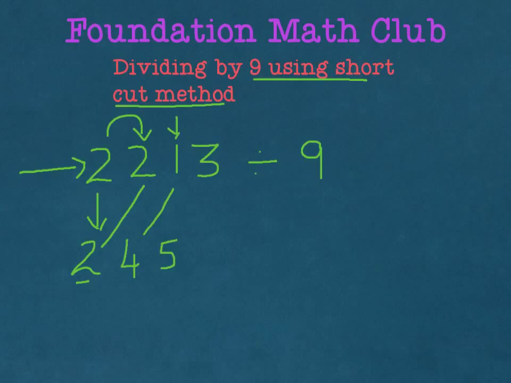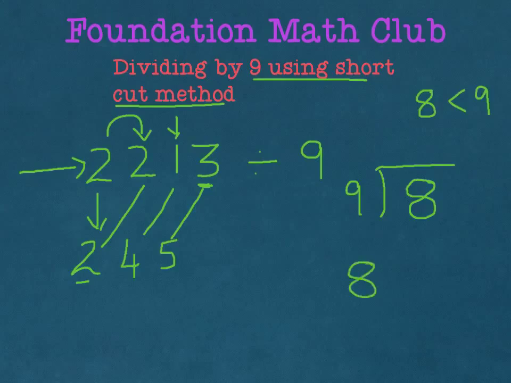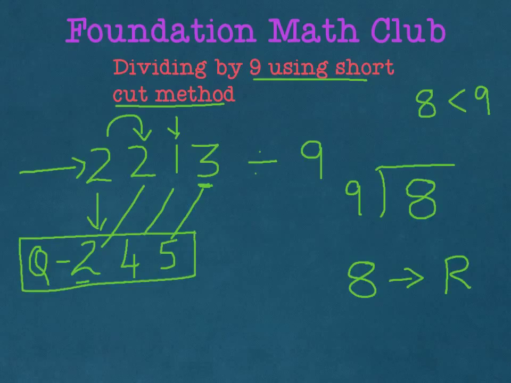Now 5 plus 3. Whatever sum we get by adding the last digit will be kept aside. So in this case 5 plus 3 is 8. I'm going to keep 8 aside. Now I'm going to try and divide 8 by 9. It's not possible without taking decimals because 8 is less than 9. So 8 becomes our remainder because I cannot further divide it. So 8 is our remainder, whereas 245 becomes our quotient. That's quite simple.